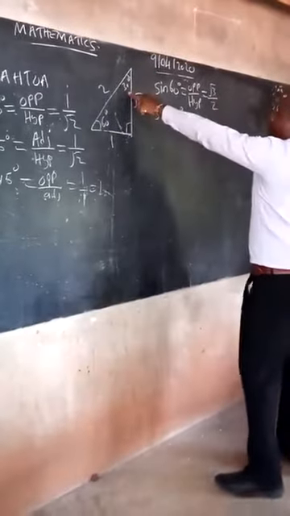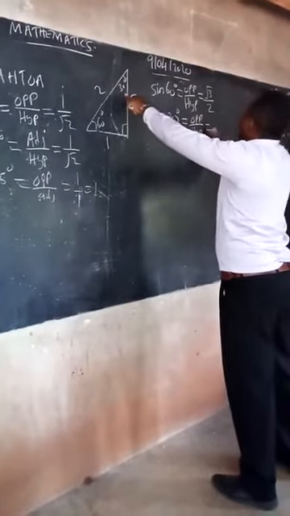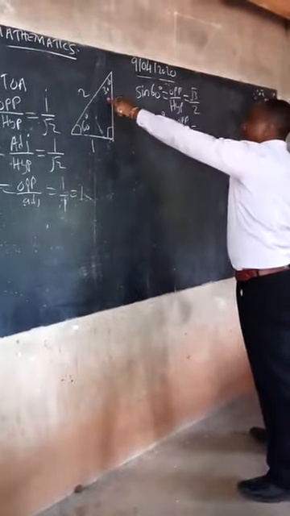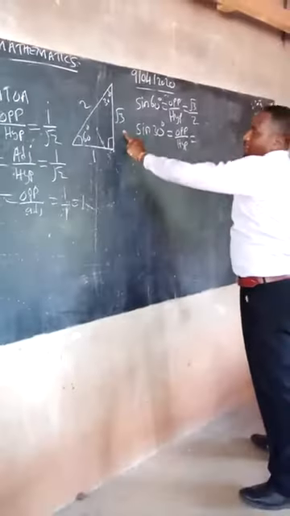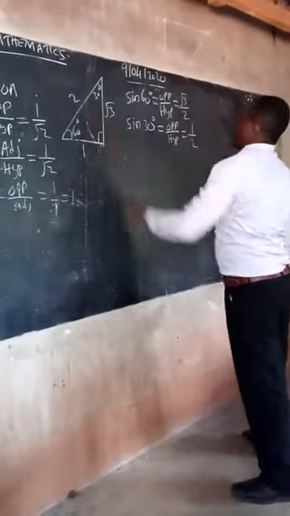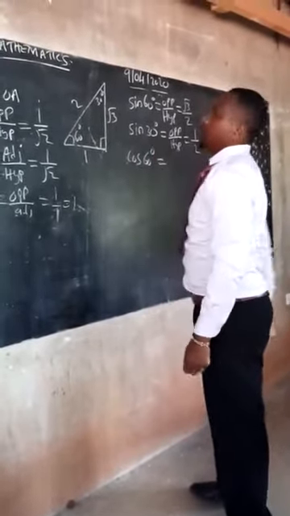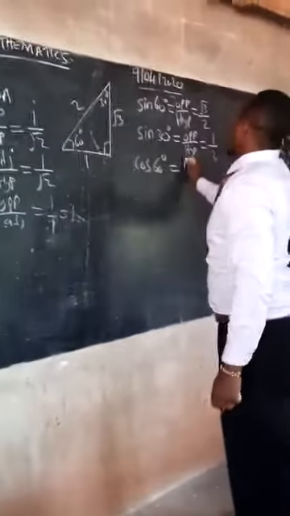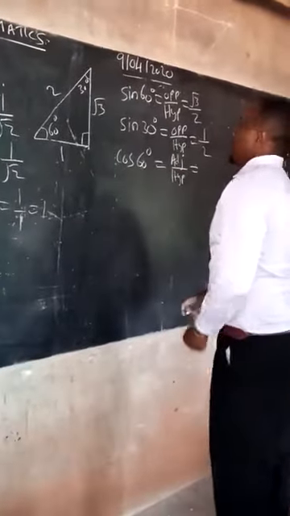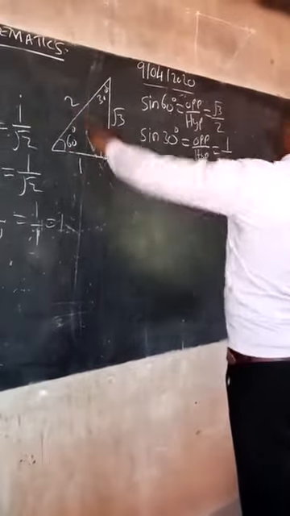If now this is the angle we are looking for, it will again be opposite over hypotenuse. If this is now our 30 degrees, for sin 30 degrees this will be our opposite, and this now will be our adjacent. So it will be 1 over 2. That is it. Now let's go to cos. Cos 60 degrees is equal to adjacent over hypotenuse. The adjacent will be 1 over hypotenuse, 2.